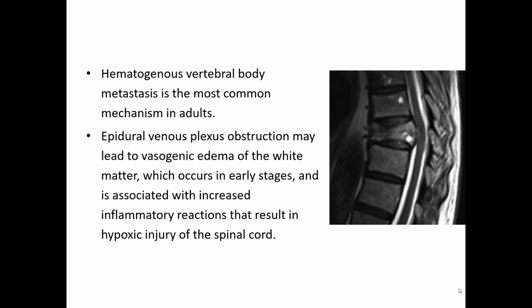You see, there is a vertebra, and this is the spinal cord. It's an MRI showing a hematogenous vertebral body metastasis, which is the most common mechanism. See, it's mostly in the thoracic vertebrae. You see the vertebra is wedged, and there is compression of the spinal cord. Epidural venous plexus obstruction may lead to vasogenic edema of the white matter, which occurs in the early stage. It is associated with increased inflammation, resulting in hypoxic injury to the spinal cord. Very important. Think about that.